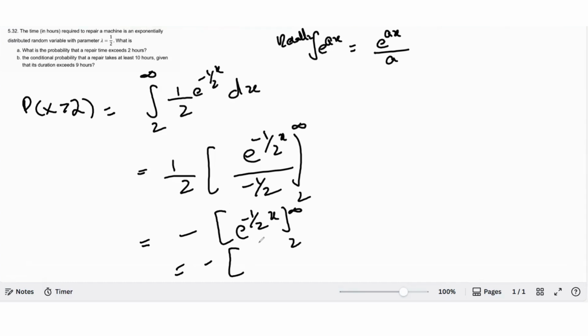When you plug in the limits, e power minus infinity is essentially 0, minus e to the power minus 1. So after plugging in the limits, we get e to the power minus 1 as our answer.